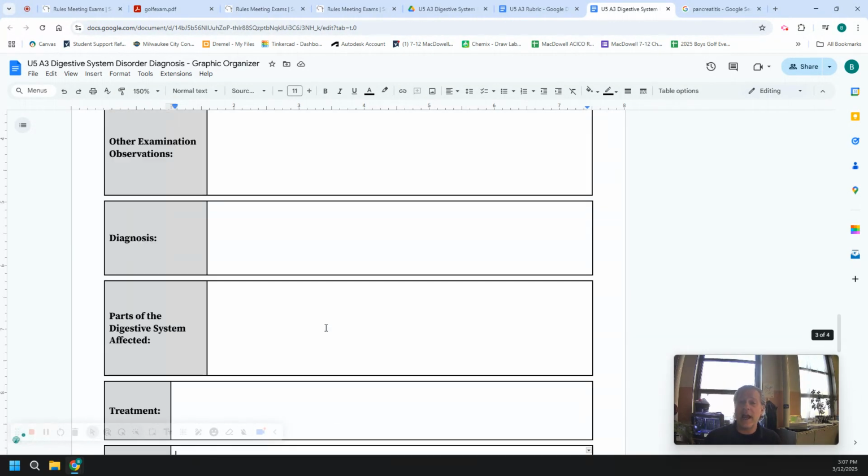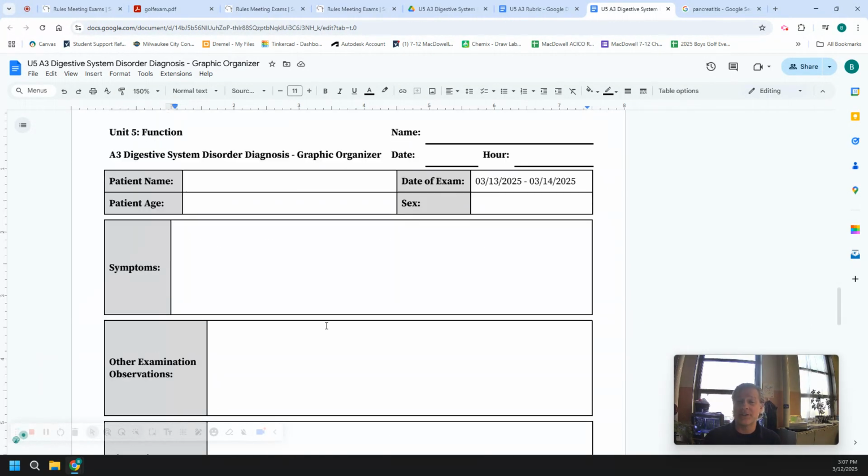So you're going to have this graphic organizer for all 6 of your patients, and your task is to diagnose every single one of those patients. You're going to have the block to do this, especially if I'm not here. You can work together in small teams if you want. As a matter of fact, I suggest that you do, because working together in small teams for this can be really helpful.